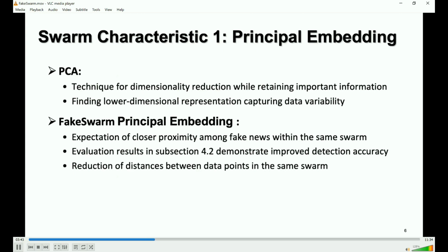The first swarming characteristic is the principal components. Principal component analysis is a technique used in FakeSwarm, our system, to reduce the dimensionality of data while retaining essential information. The data refers to the text embedding. The principal component analysis algorithm creates principal embedding, a lower dimensional representation. This approach improves the detection accuracy of fake news by reducing the distance between data points in the same swarm. The evaluation confirmed the effectiveness of the principal embedding, enhancing the performance of FakeSwarm, the fake news detection system, and we will discuss that later.